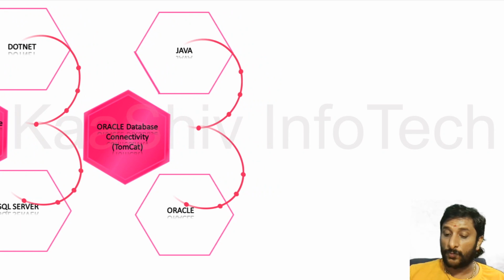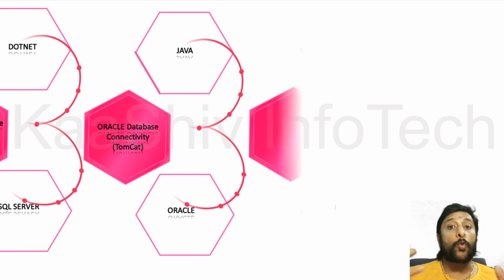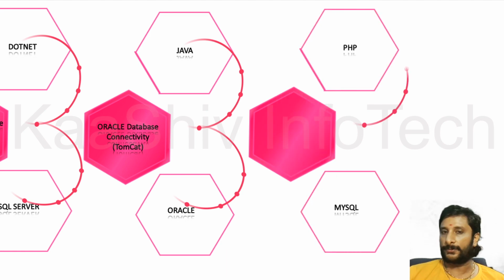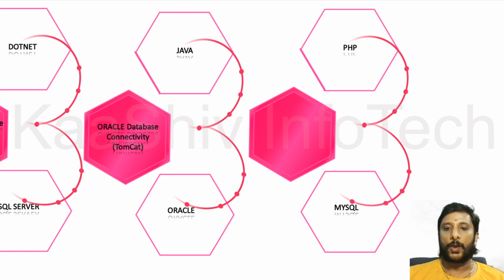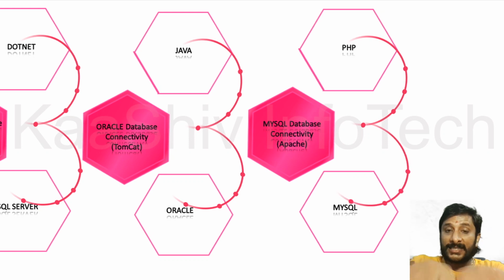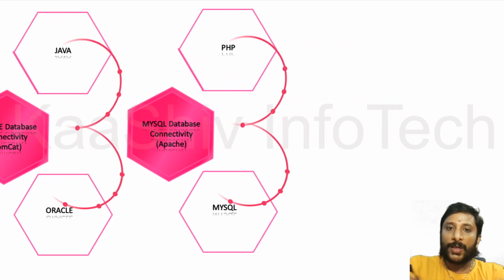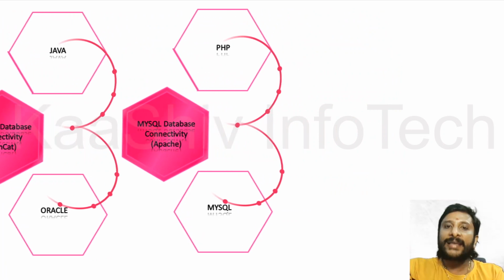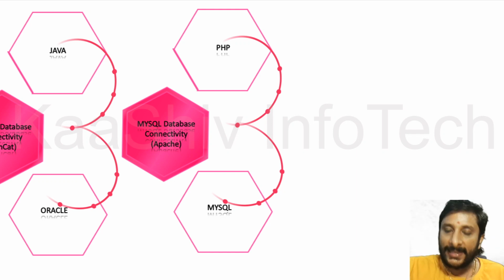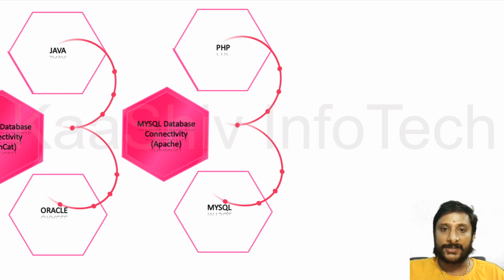The next one, which is very famous, is open source technology, like the Apache Foundation. That is PHP with MySQL. PHP is here, MySQL is here. The connectivity between these two is MySQL database connectivity. And the web server where this website is hosted is called Apache. Microsoft is Microsoft IIS, for Java it's Tomcat, and for open source it's Apache. So these are the web servers. Maybe in a future video I'll talk about web servers in detail.